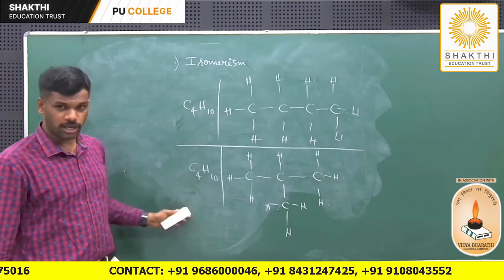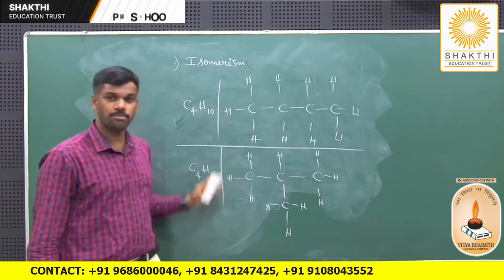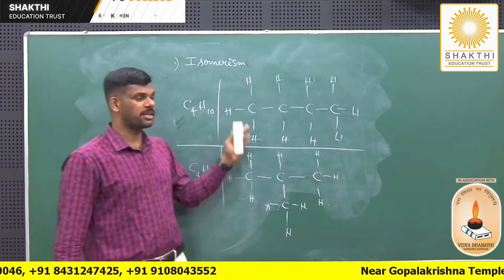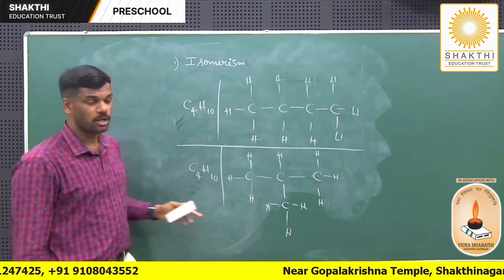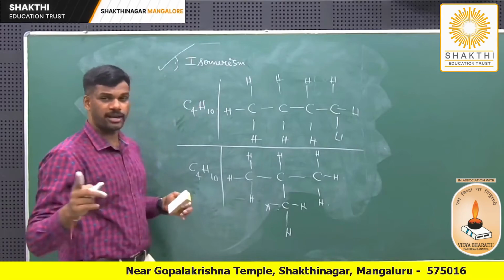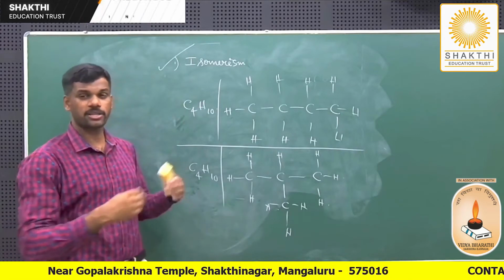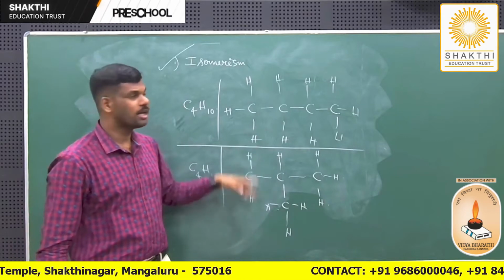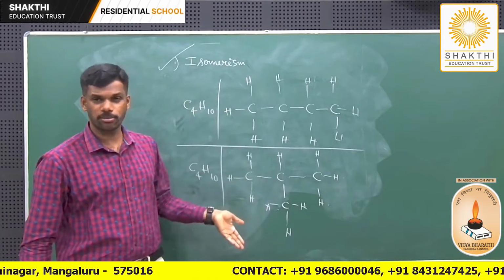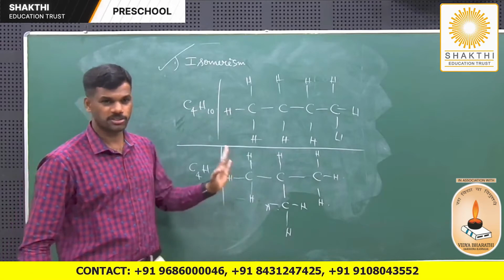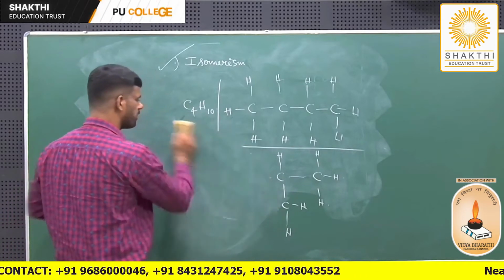Butane and butane, the molecular formulas are the same, both are same. Molecular formulae are the same, but when you compare the structures, structures are different. We call this phenomenon isomerism. To be very frank, it is structural isomerism. Having the same molecular formula but different structural formula, the phenomenon is called isomerism. These two compounds are called isomers. Hope this is clear.